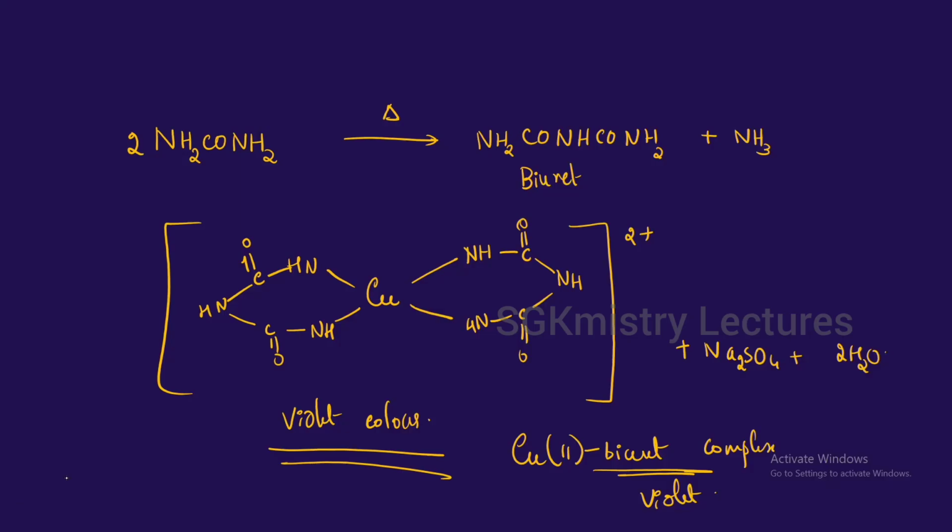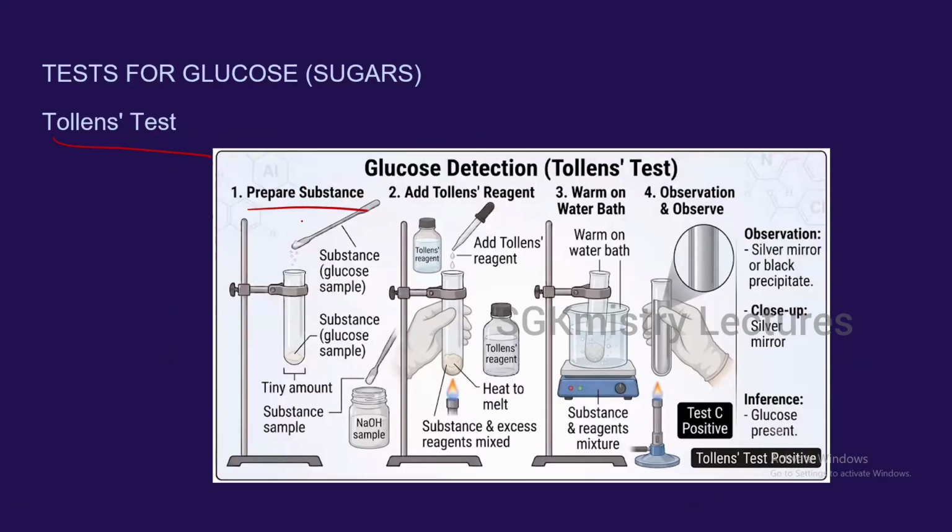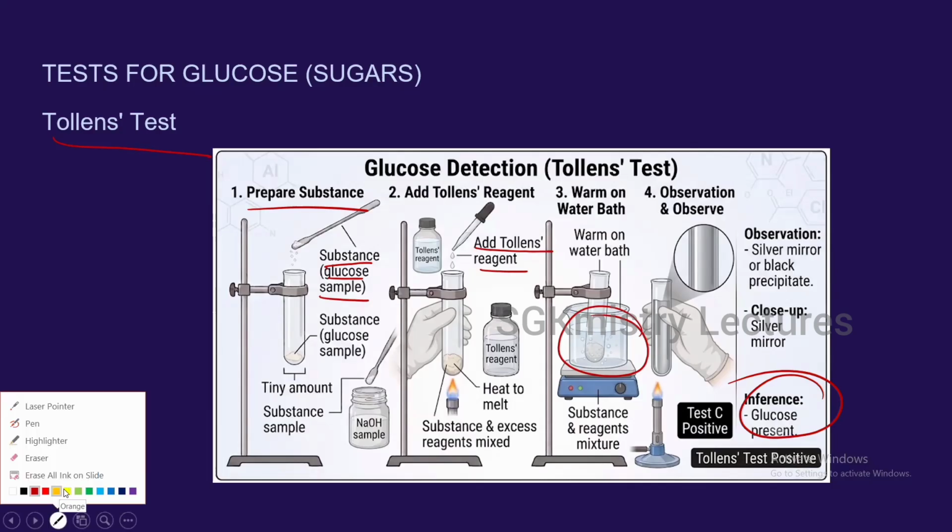Next, coming to the test for sugars. Tollens test. First, you're going to take the glucose sample, and to this you add the Tollens reagent. Once you add the Tollens reagent, you're not going to heat it directly. You're going to warm this mixture in a water bath. And then you're going to see the formation of any precipitate. If a silver mirror or a black precipitate is formed, then we can say that glucose is present. So let us look into the equation for the same.